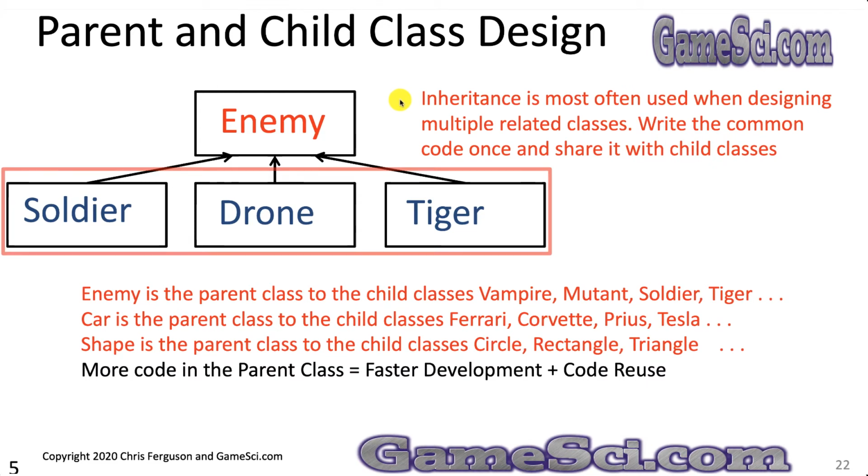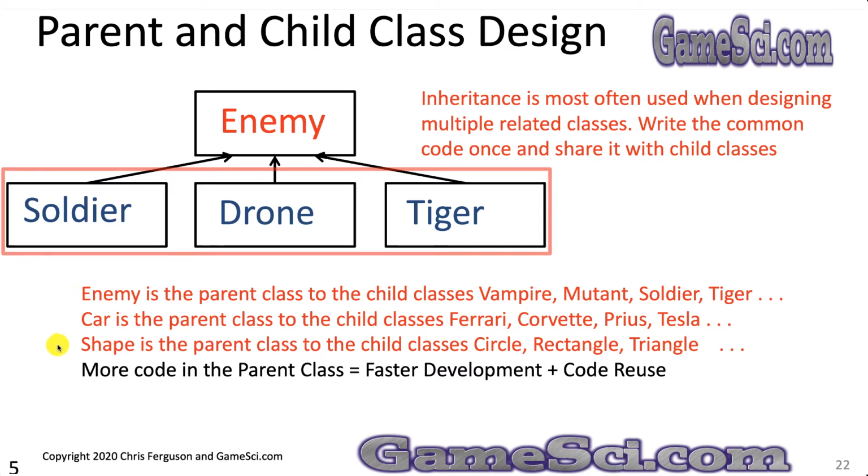Inheritance is most often used when designing multiple related classes. Write the common code once and share it with the child classes. Soldier, drone, and tiger are all things that are going to attack the player character during a video game. Enemy is the parent class, so the child classes, vampire, mutant, soldier, tiger, etc. Car would be the parent class, so the child classes Ferrari, Corvette, Prius, Tesla. Shape would be the parent class, so the child classes circle, rectangle, and triangle.